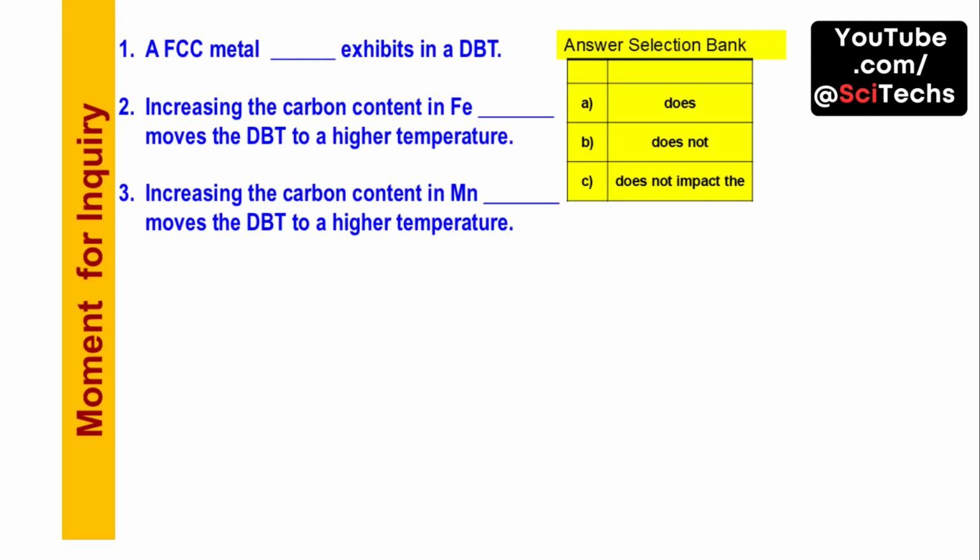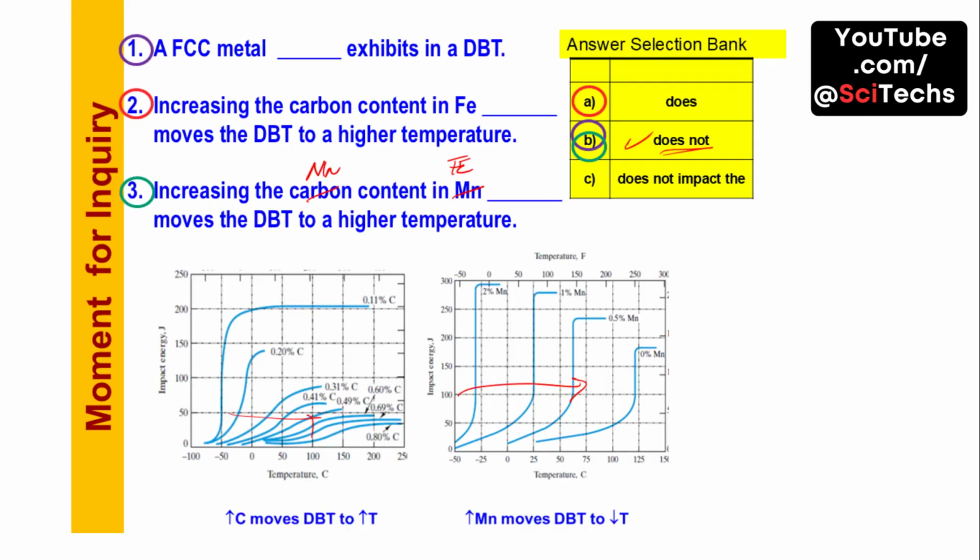Let's take a moment to review. A FCC metal exhibits a ductile to brittle transition. Increasing carbon content in iron raises the transition temperature, while manganese lowers it. Here are the answers to our inquiry. FCC metals do exhibit a ductile to brittle transition. Increasing carbon content in iron raises the transition temperature, while manganese lowers it.